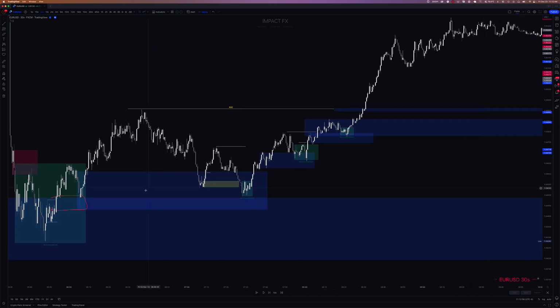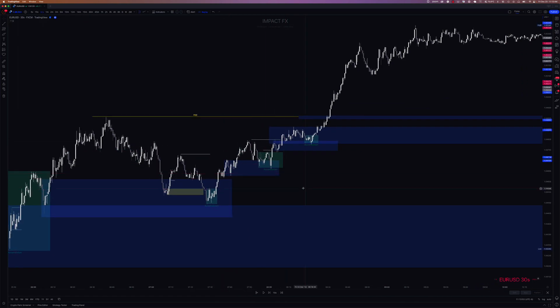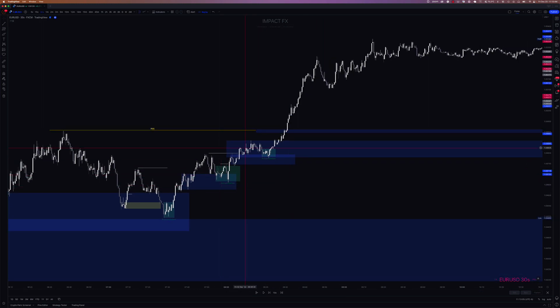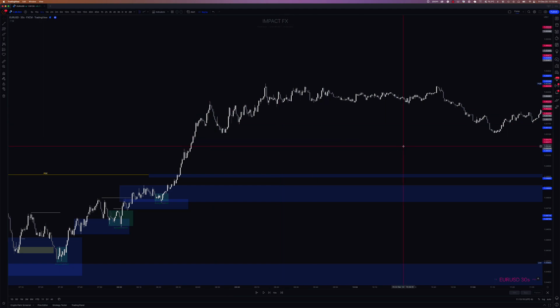But let's see what starts taking place. We come back into the origin, we accumulate, boom, we break structure, we make another flip zone, we accumulate, we break structure, we have another flip zone, we accumulate, and away she goes.